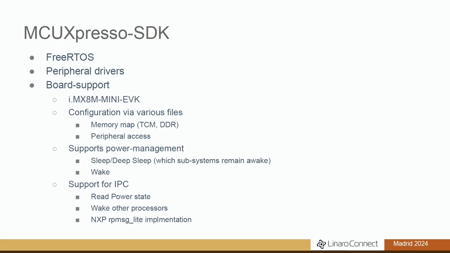The SDK supports power management so that when you're running applications on the M4, they can be aware of the power state of other elements of the system, which is quite good, and can even wake up different parts of the system. In terms of IPC, we use the NXP implementation of RPMsg. They provide an implementation optimized for MCUs, and again, that just comes with the SDK.